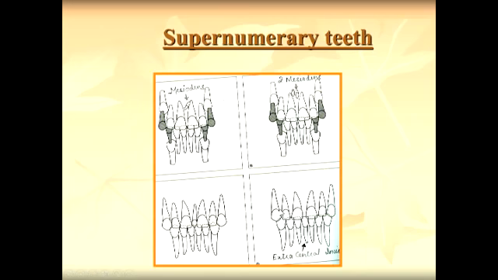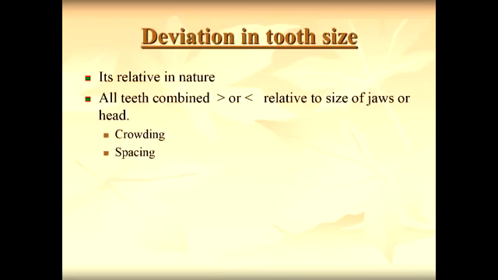Supernumerary teeth are excess teeth which are present in different areas and in different shapes, as shown here in the picture. An extra central incisor is present here in the lower jaw, a mesiodens between the upper maxillary central incisors, and also a different type of mesiodens.